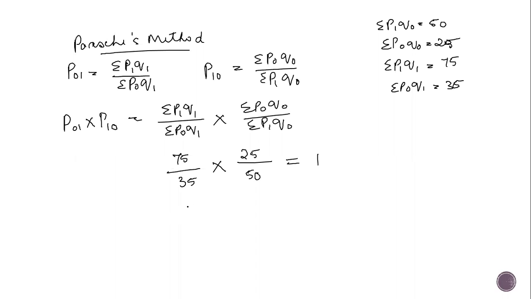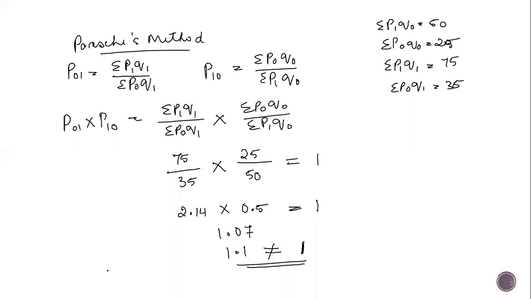75 divided by 35, what is the answer? 2.14. Okay, good Kirtana. Into 25 divided by 50, how much is the answer? 0.5. Multiply this. That should give you the answer as 1. What is the answer? 2.14 into 0.5, how much will you get? 1.07. That means it is 1.1, which is not equal to 1.